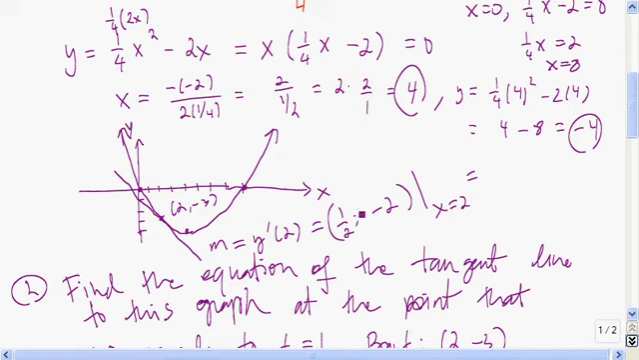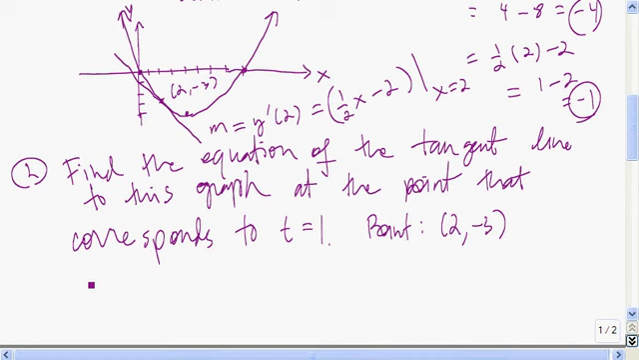So that's equal to 1/2 times 2 minus 2. So that's equal to 1 minus 2, or negative 1. So we know the slope of this line is negative 1, and the point on the line is (2, negative 3), so we can find the equation of the tangent line. So y tangent is equal to the slope times x minus the x-coordinate plus the y-coordinate. So that's negative x plus 2 minus 3, or negative x minus 1.